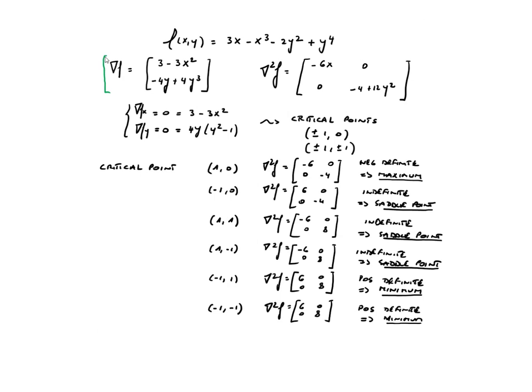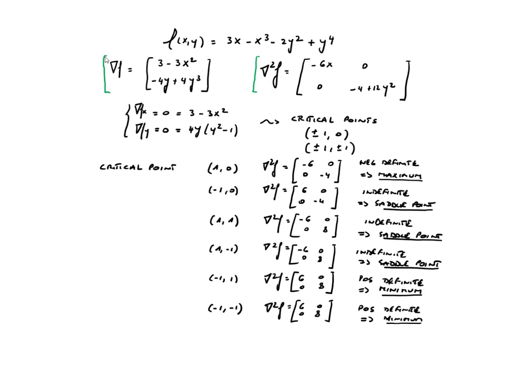Of course, the first thing that you have to do is to compute the gradient, and that's a column vector, and then you have to compute the Hessian, and since there are two variables, this is a 2 by 2 matrix. Since there are no cross terms over here, so terms that involve x times y, this Hessian is diagonal.